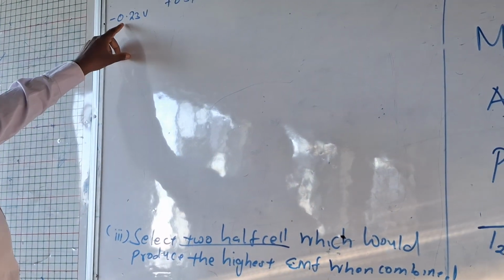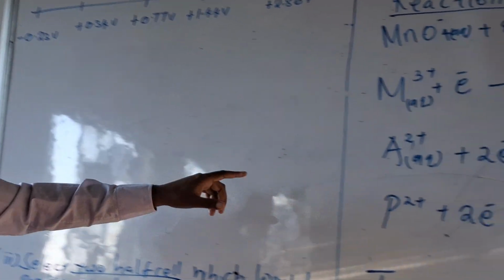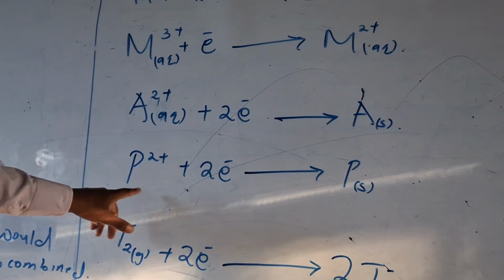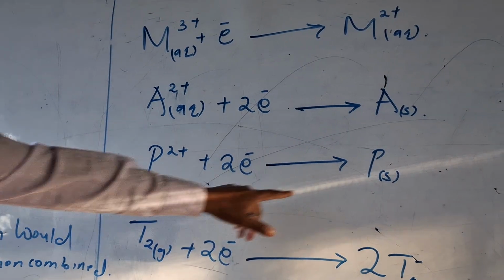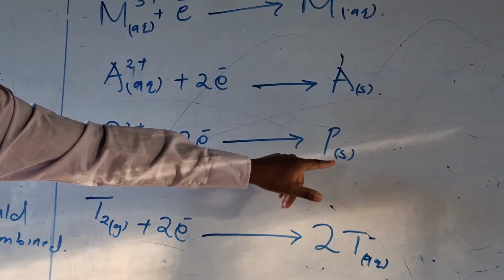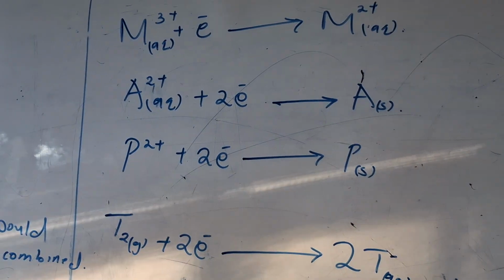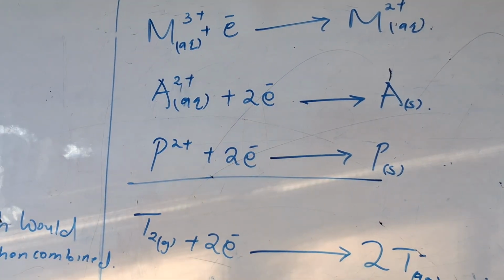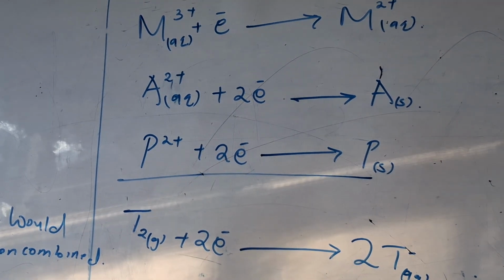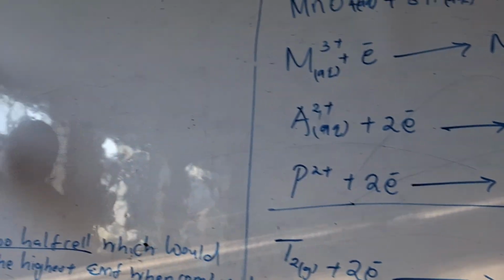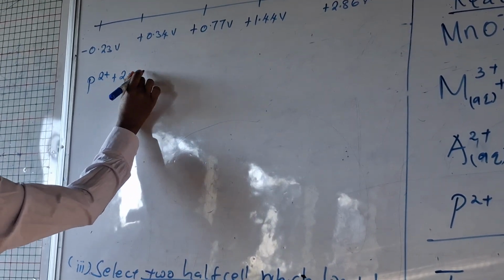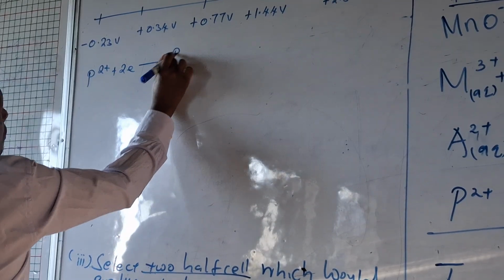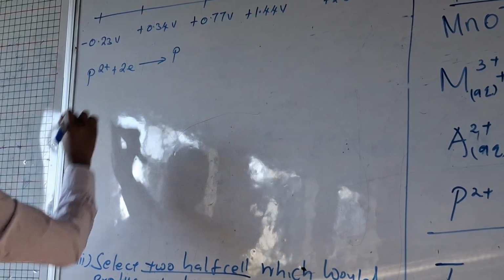So which one is having negative 0.23? Which half cell is negative 0.23? It is a cell of P. Okay? But P is not a half cell. P is an electron. Are we together? So you write the whole of this equation. That is the half cell. Are we together? So you'd say P2+ plus 2 electrons, okay, to form P. That is P.